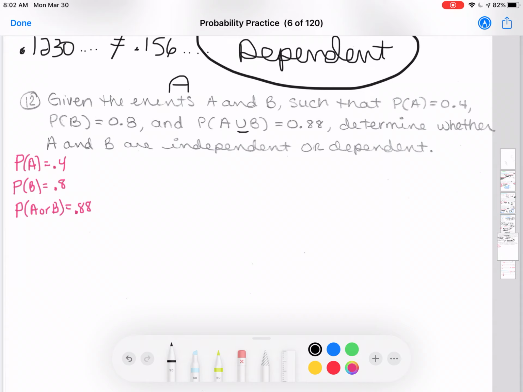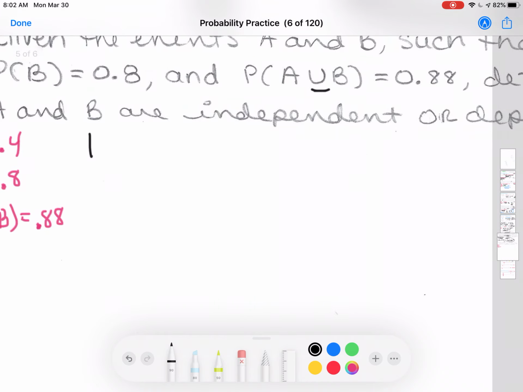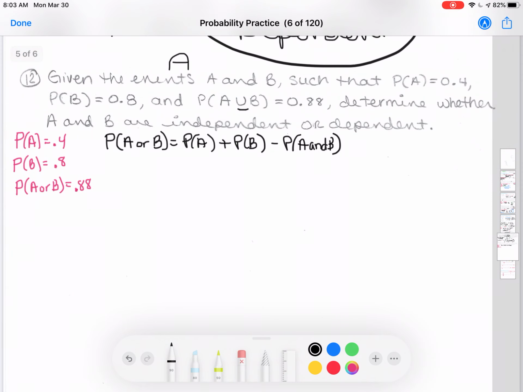If I use the product rule, probability of A and B is equal to probability of A times probability of B. I need "and" no matter what I do. The only way I can find "and" is if I use the "or" formula, and I have "or" there. So we'll go back to "or." Probability of A or B is equal to the probability of A plus the probability of B minus the probability of A and B.